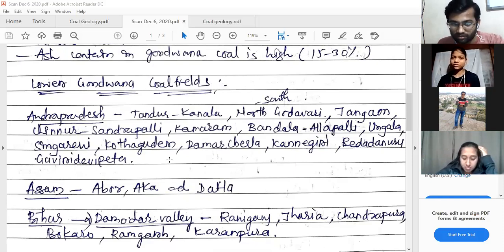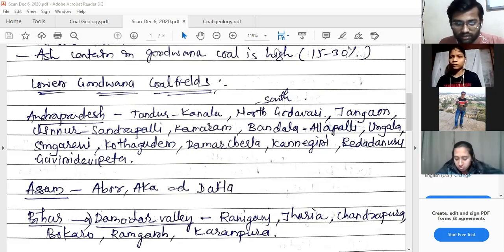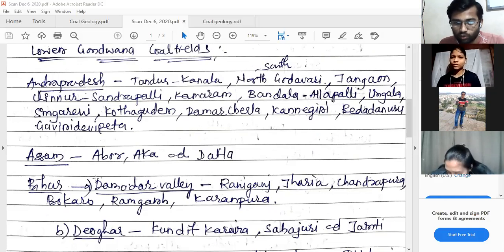Okay, from language you can understand or predict the locality, so that much idea you get, that is important. Like Kothagudem: in Match the Pair, if you get Kothagudem, and Andhra Pradesh is in the options, you can easily predict like this. Then in Assam, we have Abor, Aka, Dafla mines.